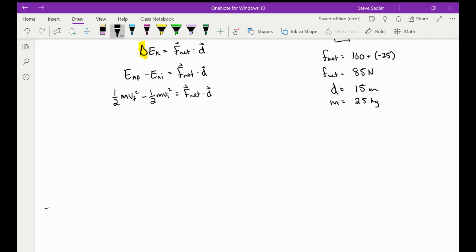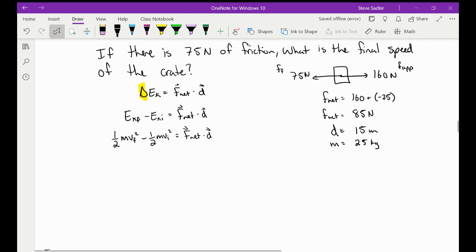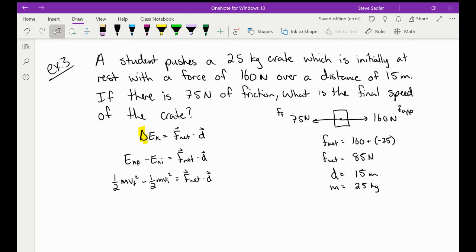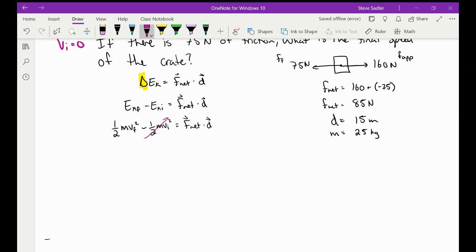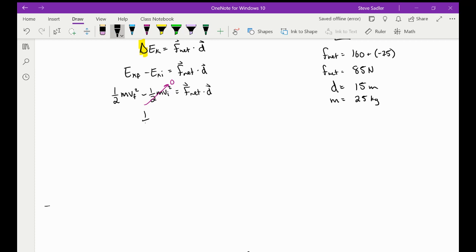So initially, is there any velocity? Does this crate have any velocity? And it says here, a student pushes a 25 kilogram crate, which is initially at rest. So if it's initially at rest, that means Vi is equal to 0. And if Vi is equal to 0, that means its initial kinetic energy was 0. So this whole term is 0. So now our formula is 1/2 mv final squared is equal to F net multiplied by displacement.